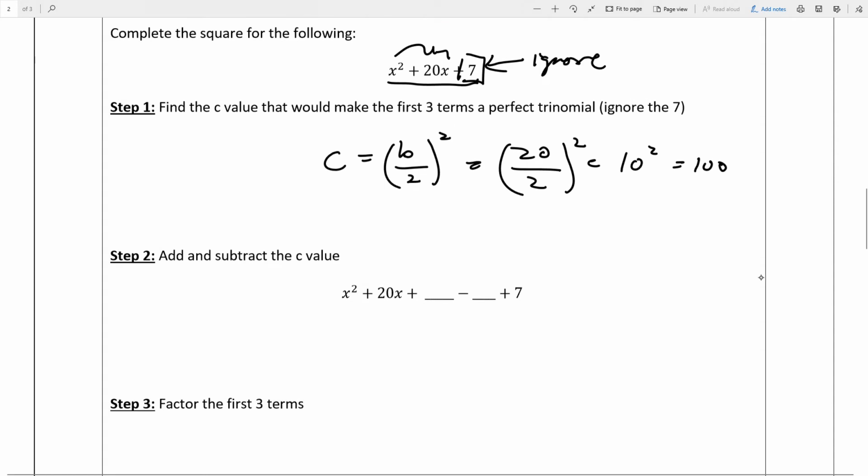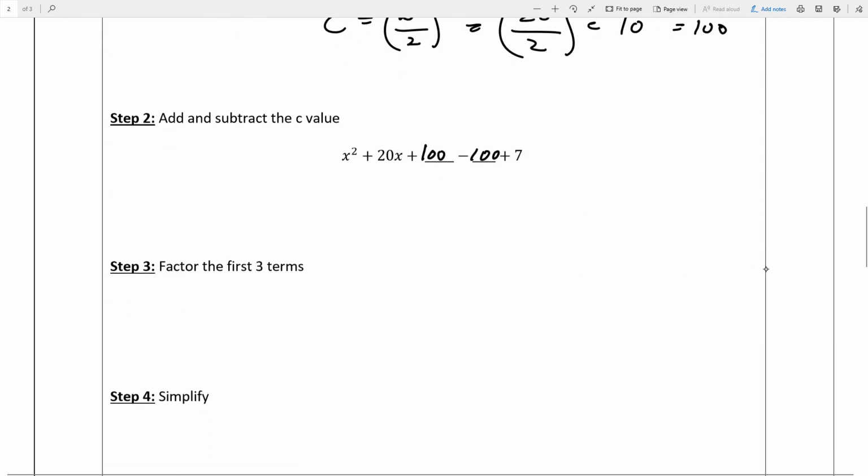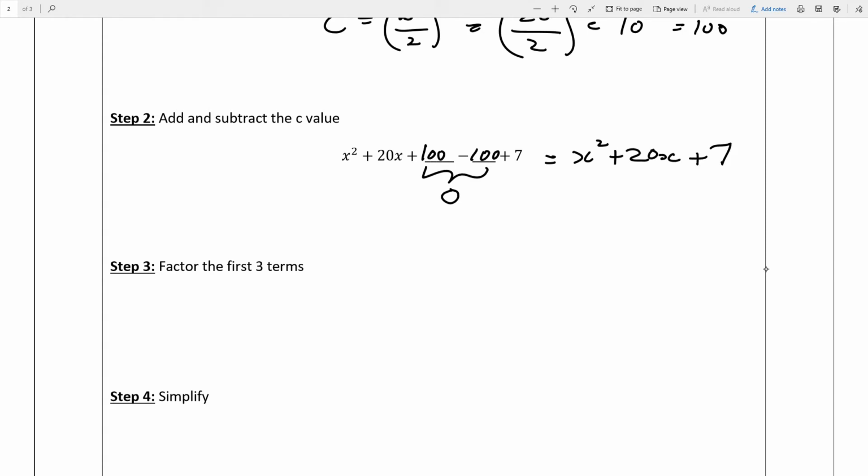Then what we want to do in step 2 is add and subtract the c that we just found, 100 minus 100. The reason we add and subtract the c value is that you're technically adding 0 to the equation. So this is still the same equation as our original, plus 7. But we're able to change the form of the equation by factoring the first three terms, which is x plus 10 squared. Then we write the rest of the equation, which is minus 100 plus 7.